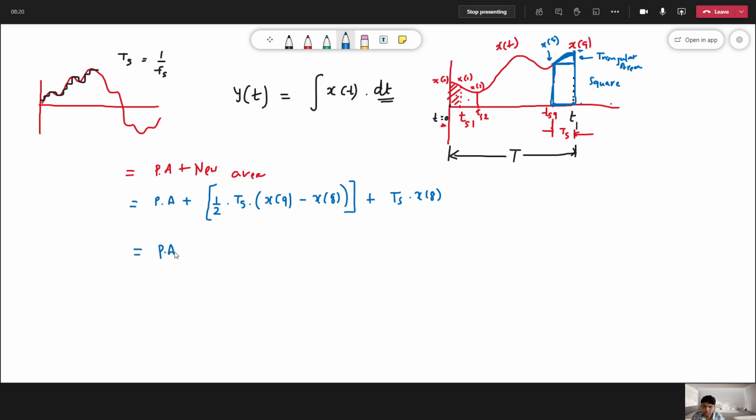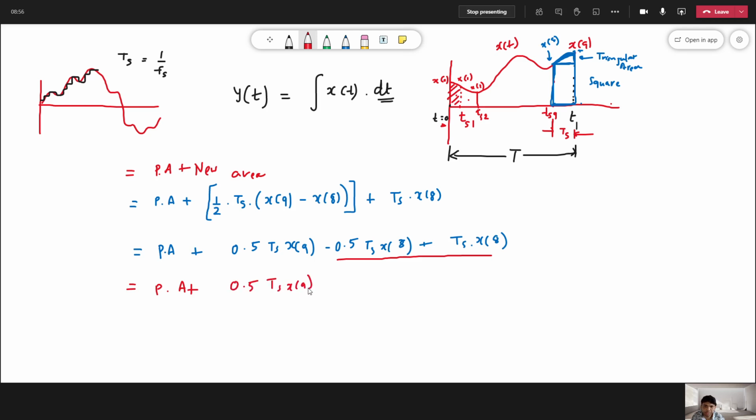Simplifying this, we have previous area plus 0.5 TS X of 9 minus 0.5 TS X of 8 plus TS into X of 8. These two can be combined together, and rewriting the equation, we have previous area plus 0.5 TS into X of 9, and this becomes 0.5 TS into X of 8, equals previous area plus 0.5 TS into X of 9 plus X of 8.